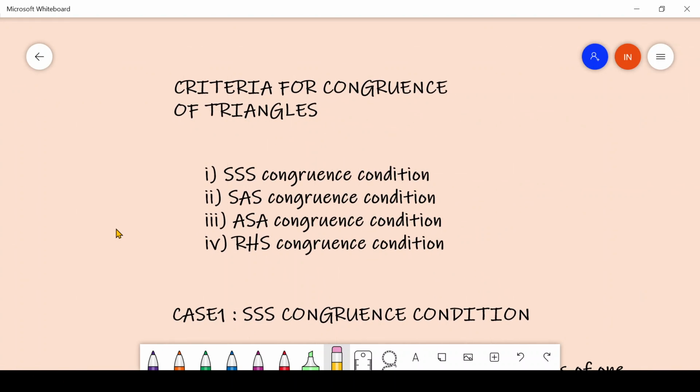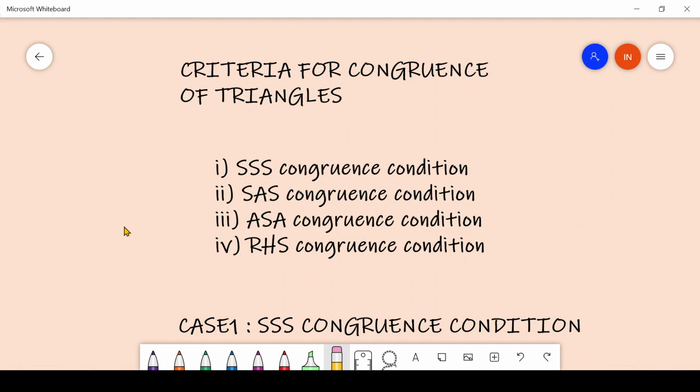These are the criteria for congruence of triangles: SSS congruence condition, SAS congruence condition, ASA congruence condition, and RHS congruence condition. Let us see what SSS means. SSS means side, side, side. Three sides should be equal to each other. Yes, you have learned this last class about the sides and angles.